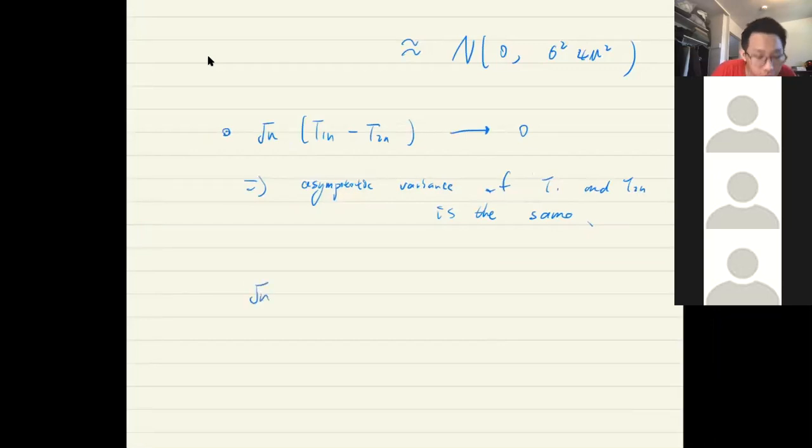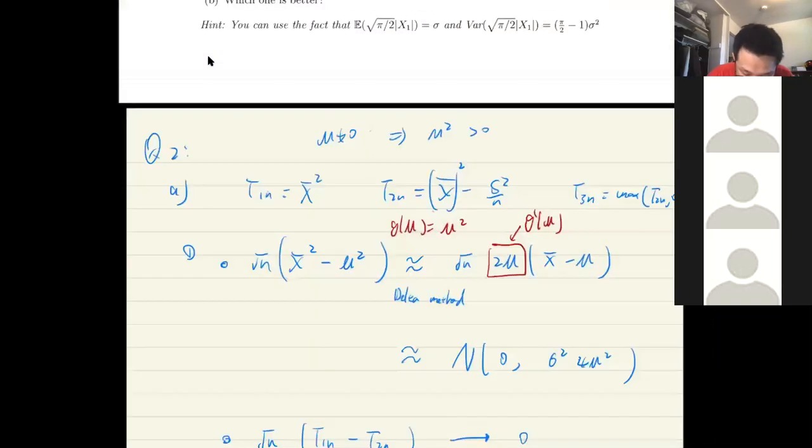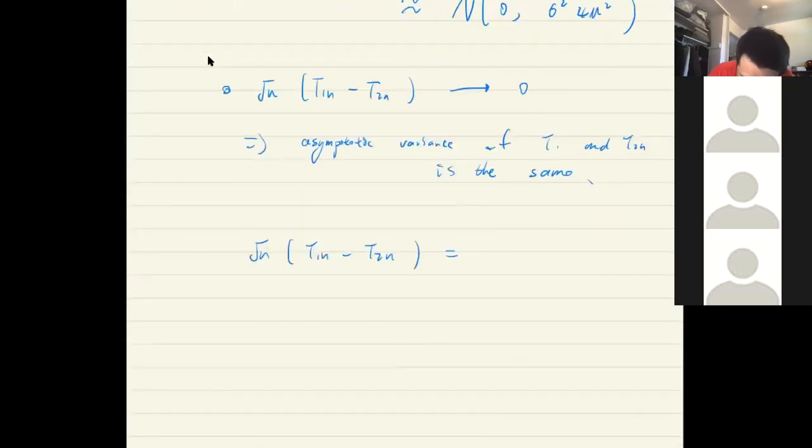So let's calculate this. This is equal to S squared, and we know that S squared will converge to sigma square. So this term will converge to 0 in probability.